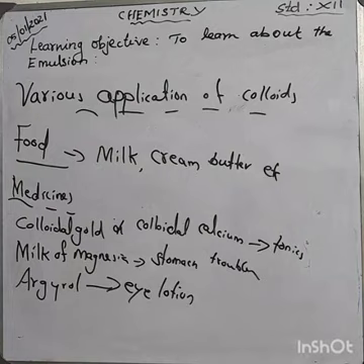Here, colloidal gold and colloidal calcium are used as tonics. And milk of magnesia, we are saying magnesium hydroxide, is used for stomach troubles. Next, about the argiol: silver salt protected by gelatin is known as argiol. It is used as an eye lotion.